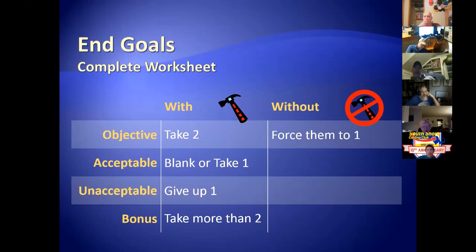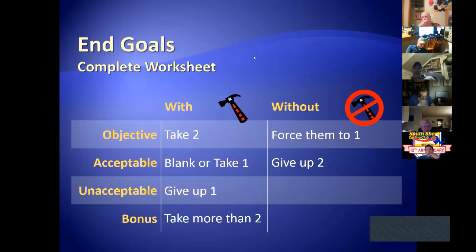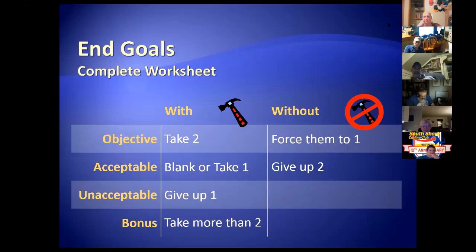Anybody else? Sorry, Dan, if you could help me out. I'm not seeing who has their hand up. Go ahead, Dion. Acceptable is if they take 2. Right, very good. Giving up 2 is acceptable because, as we saw from the previous slide, their objective when they have the hammer is to take 2. So if you give them 2, yes, they've obtained their objective, but it's not the end of the world because you can take 2 the next end to even it up.